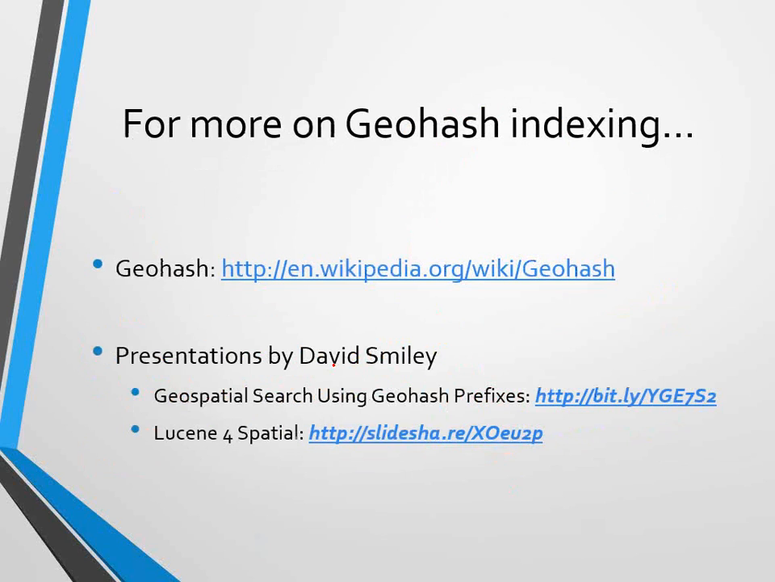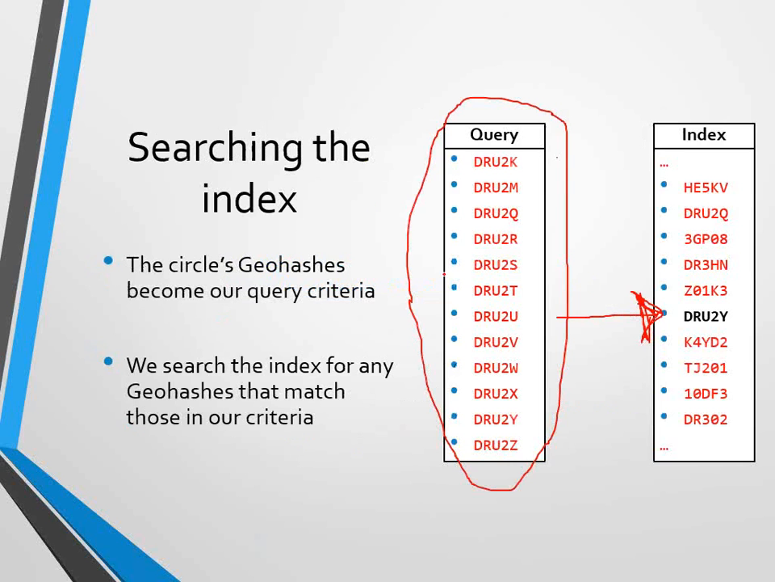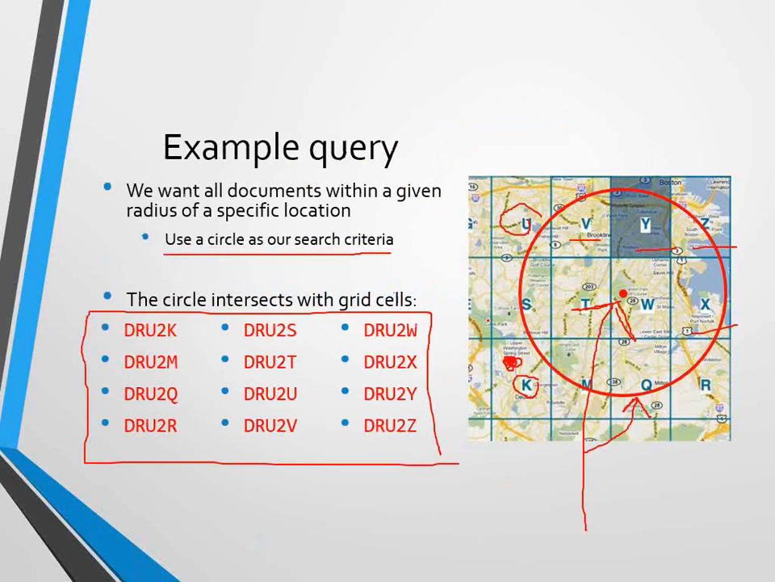So if you want to find out more about geohash, you can follow this link. I've also included presentations by David Smiley about geospatial search using geohash prefixes and the spatial features in Lucene 4. David goes into much more detail about the different algorithms that his team considered utilizing in Lucene Spatial. He explains the reasoning for the different approaches, and he also talks about some optimizations that I have not covered in this presentation, because I decided to just keep this presentation to an overview of how it works.